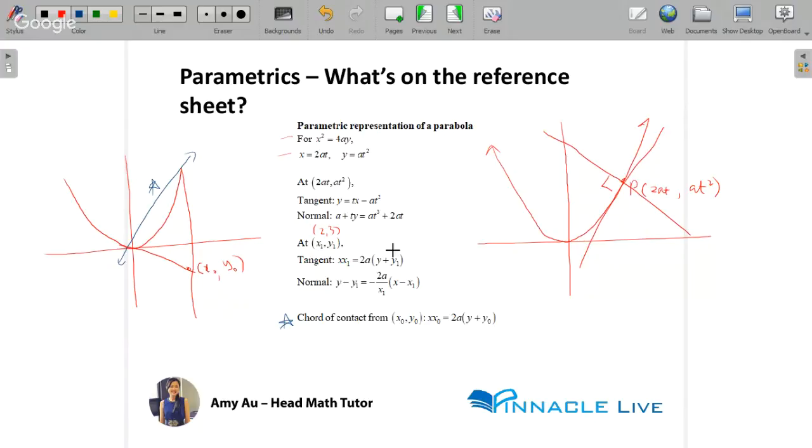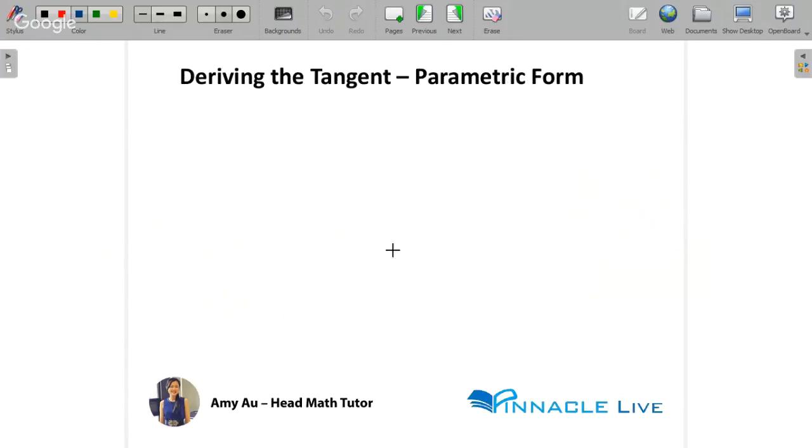So that's roughly it. So having said that, yes, the formulas are on the reference sheet. It's still important that you're able to derive it, because they can absolutely ask you to derive it as a part of the exam. So let's have a look at how we firstly derive the equation of the tangent in the parametric form.